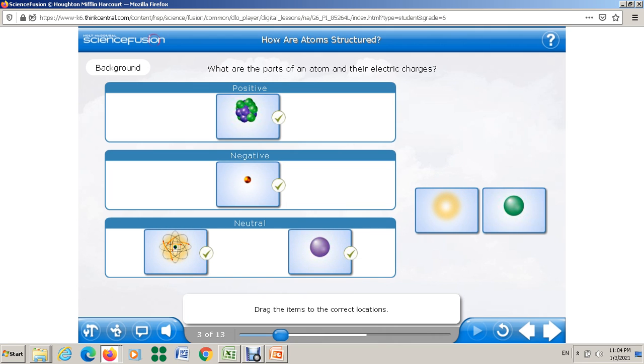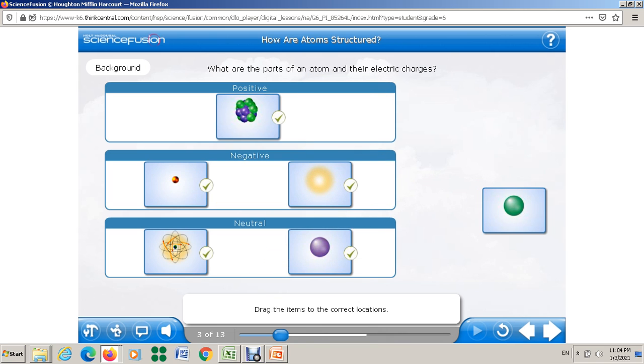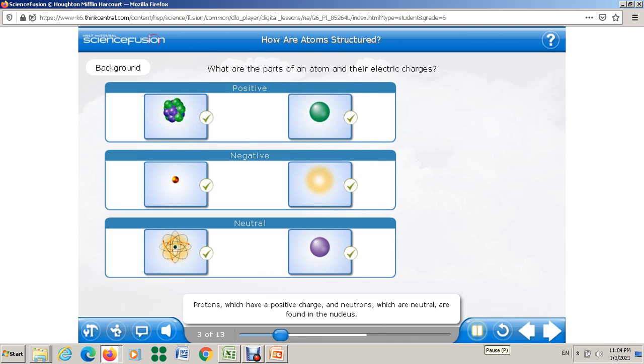What about the electron cloud? This is the electron cloud. What is the charge of it? For sure it's a negative charge. What about protons? Protons, positive charge. Okay? Good job. Protons, which have a positive charge, and neutrons, which are neutral, are found in the nucleus. Therefore, the nucleus has a positive charge. Electrons, which have a negative charge, are found in the electron cloud. Therefore, the electron cloud has a negative charge. For all atoms, the number of protons is equal to the number of electrons. Therefore, the electric charge of any atom is neutral.